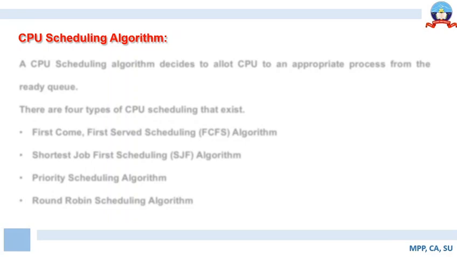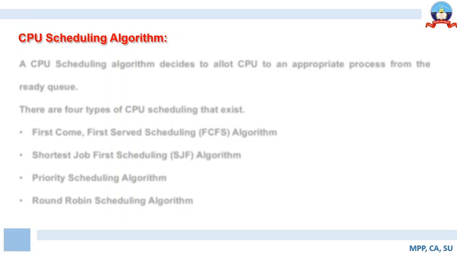In today's class, we will discuss a very important concept in operating systems that is referred to as the scheduling algorithm. So a CPU scheduling algorithm is a framework or a mechanism adhered to by the operating system for allotment of CPU time to the processes that are waiting in the ready queue for execution.